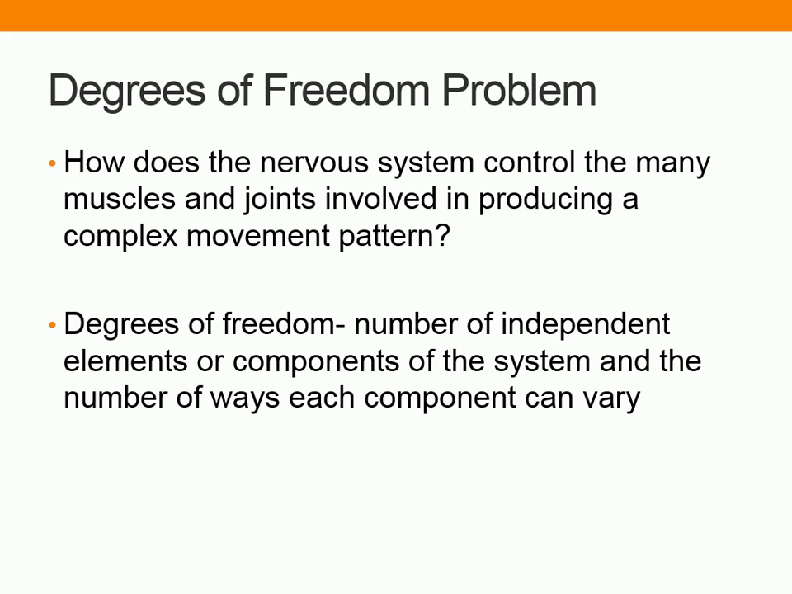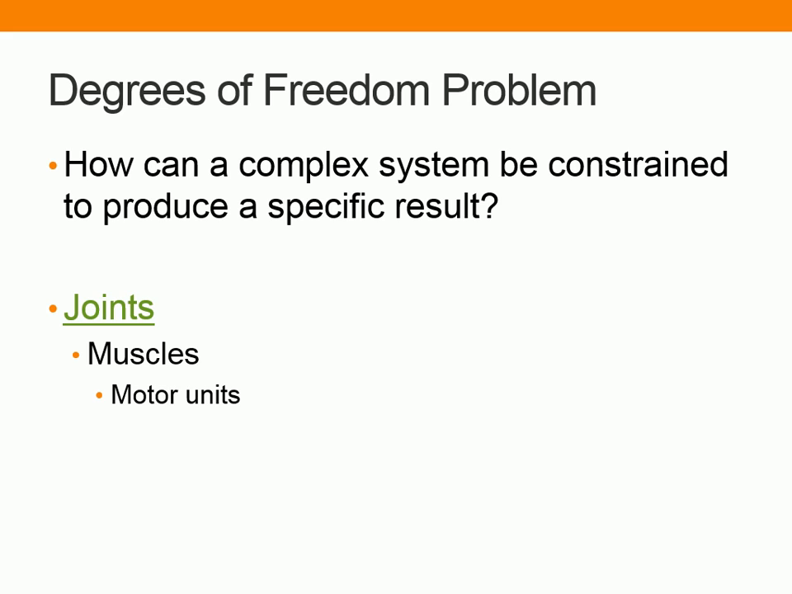So I can think about degrees of freedom at a joint level. At the joint level, I think about the shoulder joint. I have several degrees of freedom. I can move in multiple planes. In the elbow joint, I can only move in one plane of movement. So I have far fewer degrees of freedom in how I can move at the elbow.